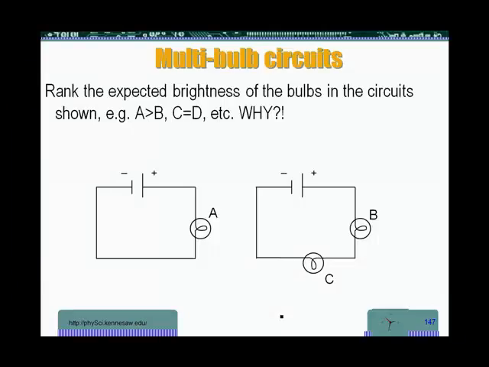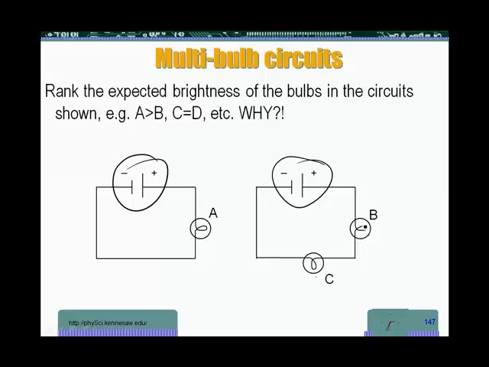Let's answer this question here. Rank the expected brightness of the bulbs in the circuit shown, A, B, and C. Now we have an identical battery. That's one battery, that's the second battery. And then identical light bulbs. And the question is, which one is going to be brighter? First, since they are identical light bulbs, I'm going to have the same current. Actually, since they are in series, not because they are identical. Since they are in series, I'm going to have the same current through light bulb C as light bulb B.